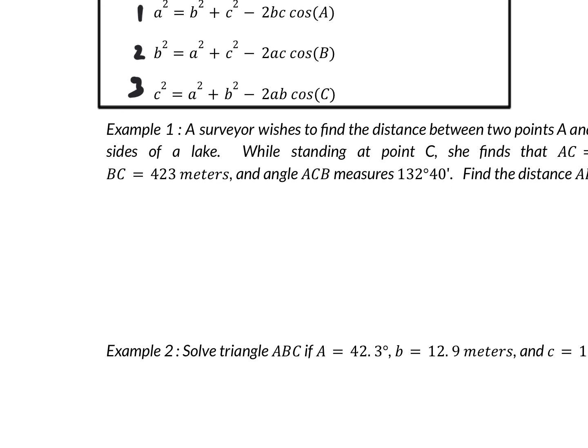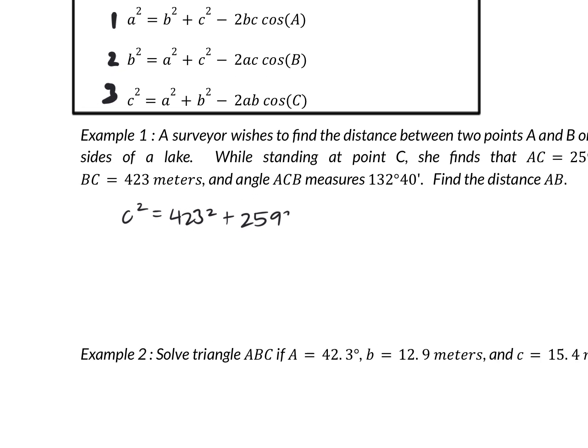I've got C squared is equal to my A value, which is 423 squared, plus 259 squared, minus, using my formula, minus 2 times 423 times 259 cosine of 132 degrees and 40 minutes. I just plugged all that in from my formula up above, okay?